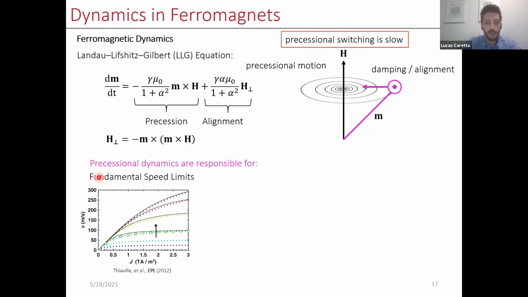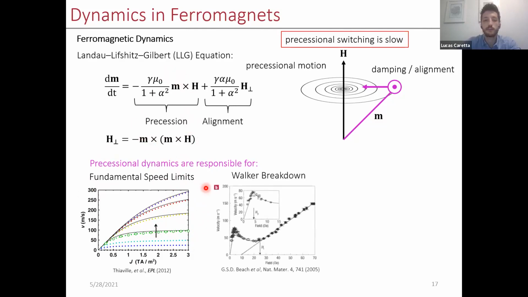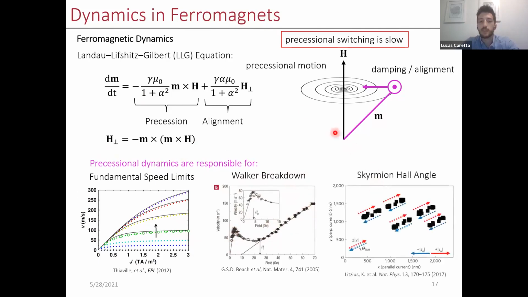For example, it's this precessional term that is responsible for the fundamental domain wall speed limits that we see in materials. This plateau that you see is a direct consequence of this precessional term. It's also responsible for Walker breakdown, or the reduction in domain wall mobility at high magnetic fields. And this precessional term is also responsible for the skyrmion Hall angle, which is the undesirable effect where the skyrmion moves at an angle that is not along the direction of the current flow.